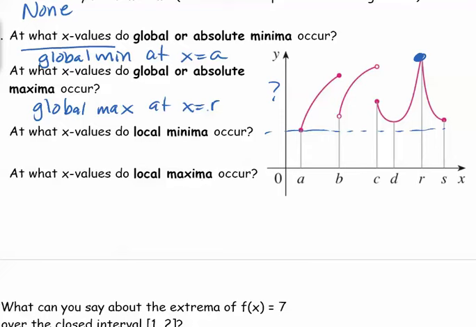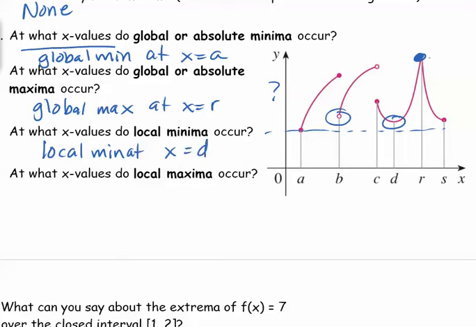Local minimum. This point right here cannot be named because it's an open one. So there's no local minimum there. But there is a local minimum here. So local min at x equals d.